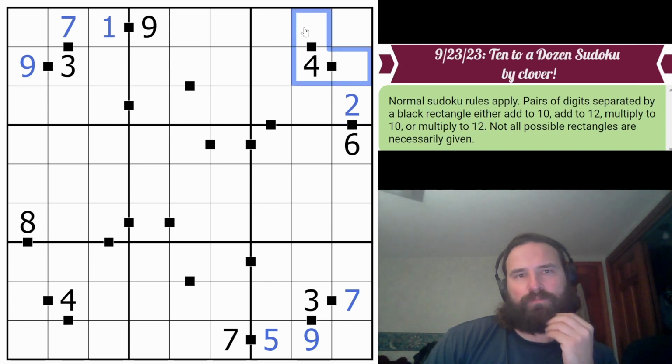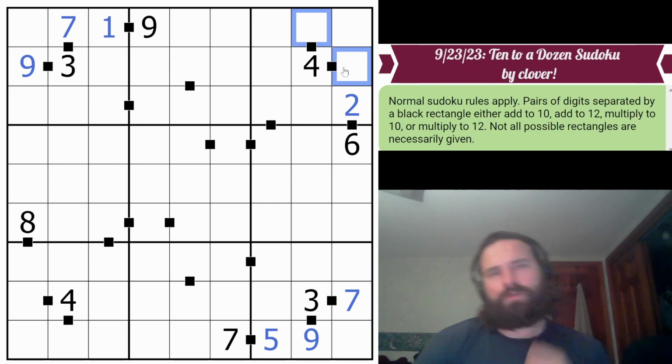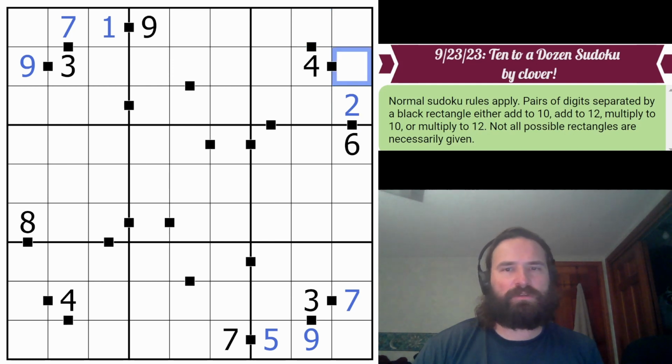This one. So 4 times 3, we've got 3s looking here and here. So these aren't going to be 3s, but they could add to 10 and 12. So it could be 8, which looks possible, or 6. This one can't be 6, so this is going to have to be the 8. This one's going to have to be a 6.